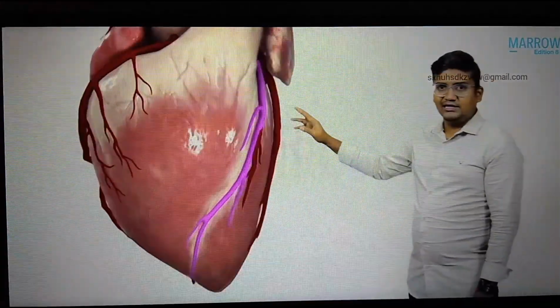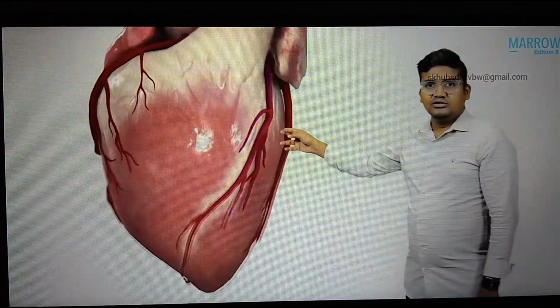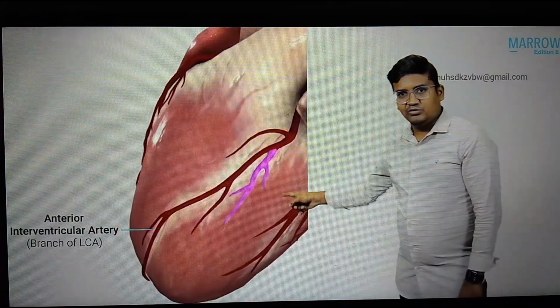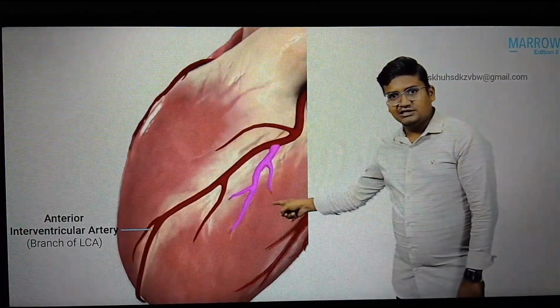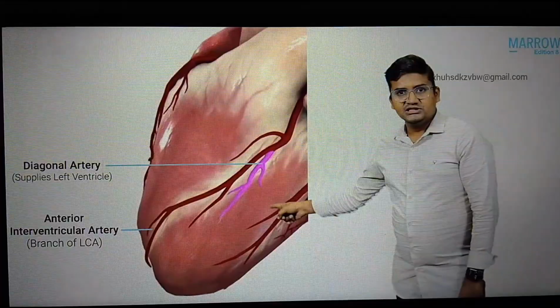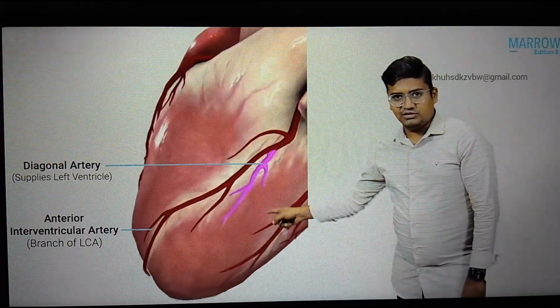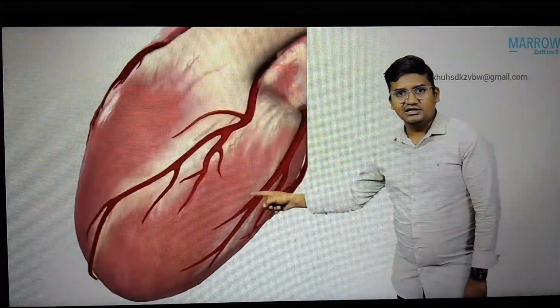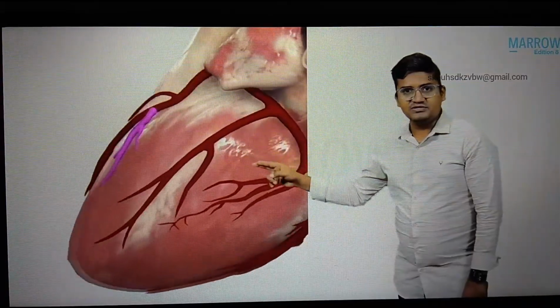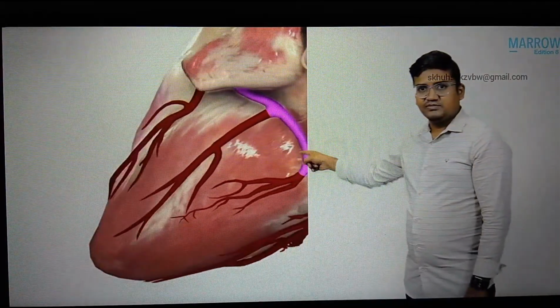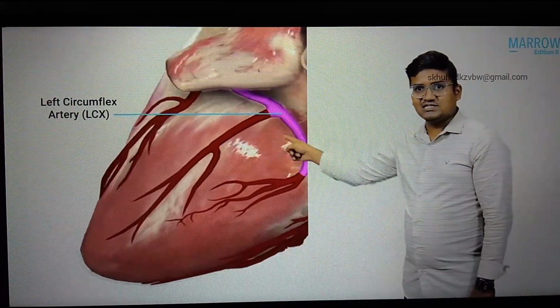Now, we are rotating and we are seeing the heart. Now, this is the anterior interventricular artery. Yes. Now, we are seeing one small branch here that is called the diagonal artery. The diagonal artery is a branch from our anterior interventricular artery. This diagonal branch supplies the left ventricle. Now, can you see this branch? That branch is called the circumflex artery.